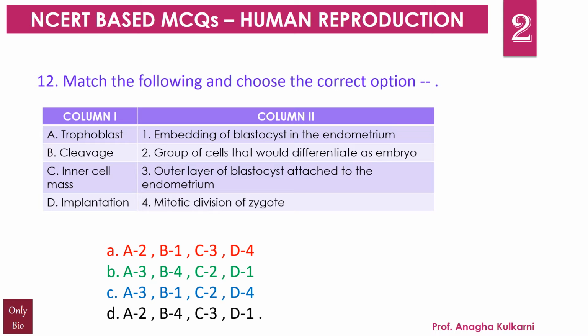And the correct answer for this question is B, that is A3, that is trophoblast can be matched with outer layer of blastocyst attached to the endometrium. Cleavage can be matched up with mitotic division of the zygote. C, that is inner cell mass, can be matched up with the group of cells that would differentiate as the embryo. And D, implantation, can be matched up with embedding of blastocyst in the endometrium.